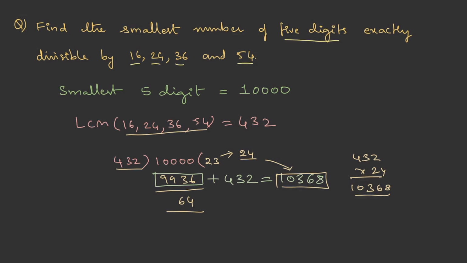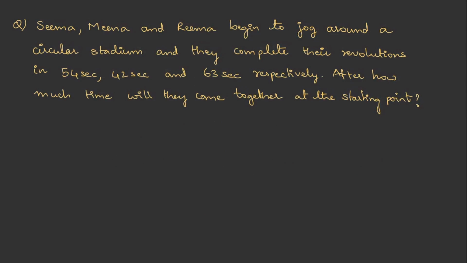Seema, Meena and Reema begin to jog around a circular stadium, and they complete their revolutions in 54 seconds, 42 seconds and 63 seconds respectively. After how much time will they come together at the starting point? When you want 3 numbers collectively together, we just need to take the LCM. So the LCM of 54, 42 and 63 gives the least common multiple.